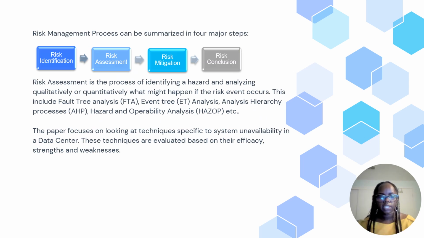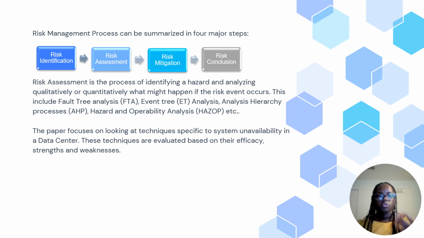The risk management process can be summarized in 4 major steps. First, we have risk identification, where we are discovering all the factors that may lead to system unavailability in the data center. Second, we have risk assessment, where we identify the level of exposure of the risk event. The focus here will be on the impact and likelihood of the risk. Events with high likelihood and impact are given priority, and the consequences of the risk are assessed at this stage. Here we have examples such as the fault tree analysis, the event tree, and the hazard and operability analysis.